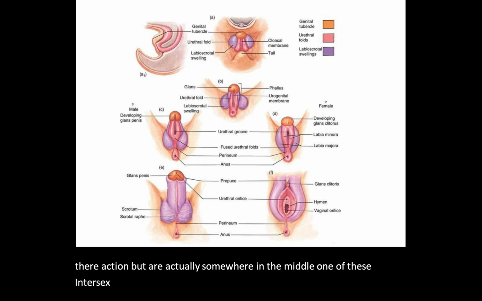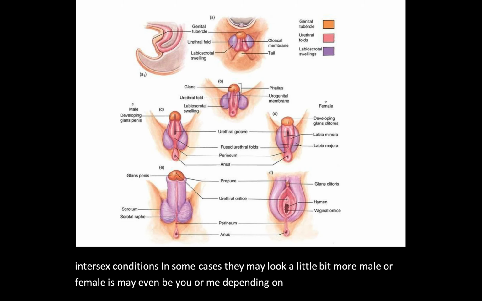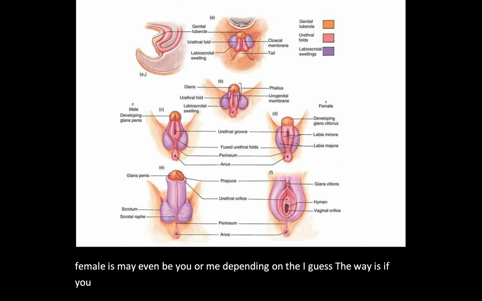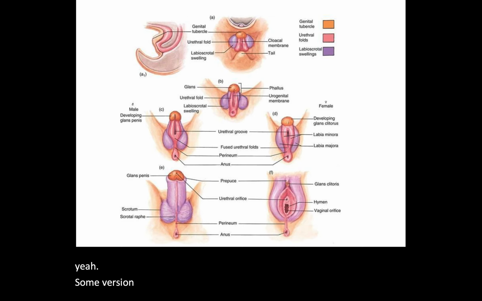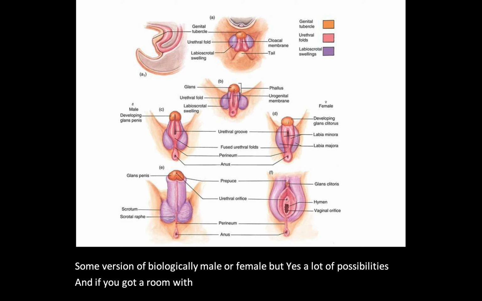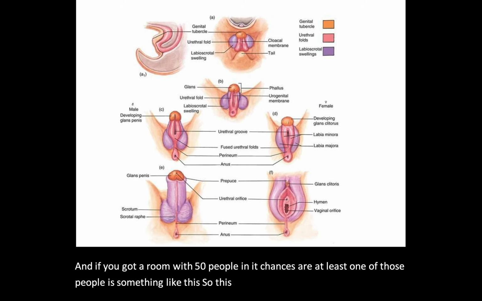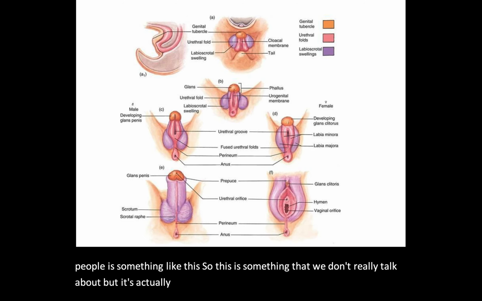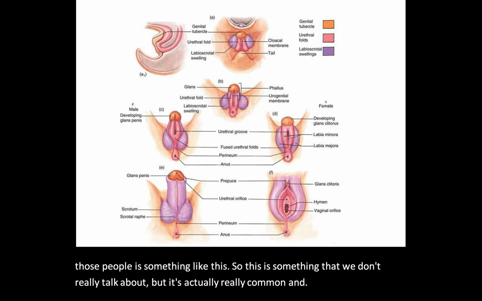In some cases, they may look a little bit more like male or female. This may even be you or me. I guess the way you know is if you have successfully reproduced and had a baby, then you're probably some version of biologically male or female. But yeah, it's a lot of possibilities. And if you got a room with 50 people in it, chances are at least one of those people is something like this. So this is something that we don't really talk about, but it's actually really common and normal and just a part of biology.